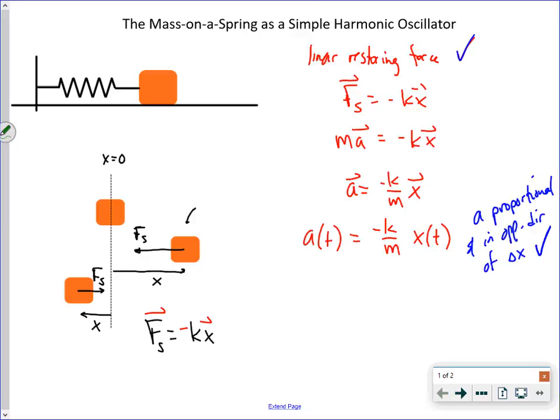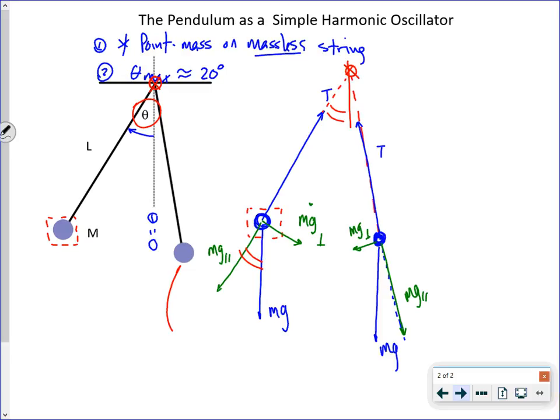And notice, it's a lot like this, right? We had, in this case, a relatively large displacement in one direction, and we get a relatively large force back in the other direction. Then when we go here, we get a relatively small displacement in the opposite direction, and we get a relatively small force back toward equilibrium. Well, same thing here, right? Relatively large displacement, relatively large restoring force. Relatively small displacement, relatively small restoring force.